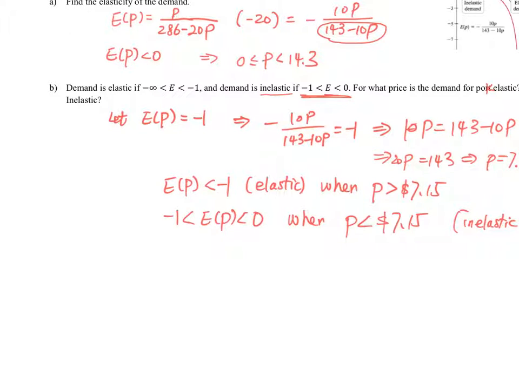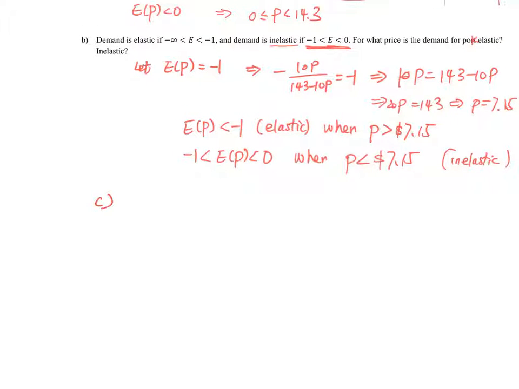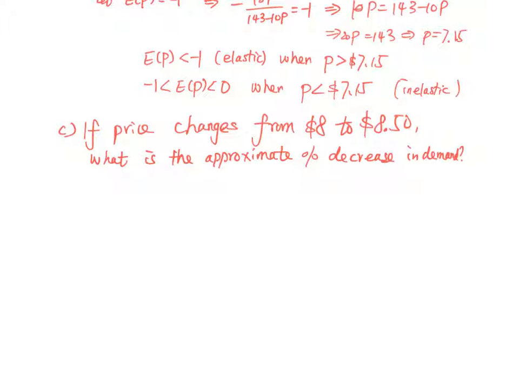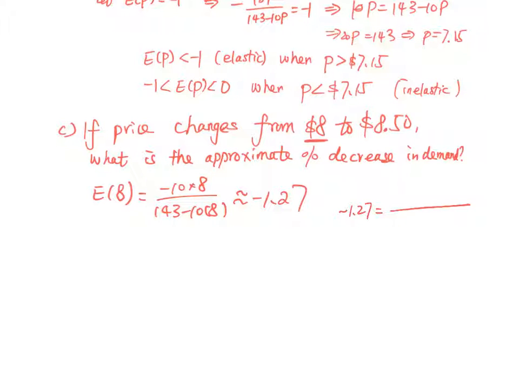How about we add one part to this particular problem, say C. So I'm adding an extra part here. If price changes from $8 to $8.50, what is the approximate percent decrease in demand? In this case, we approximate the elasticity at value 8. So if you plug this into the function, you get about negative 1.27. Keep in mind the elasticity, which is negative 1.27 in this case, is the percent change in demand divided by the percent change in price.